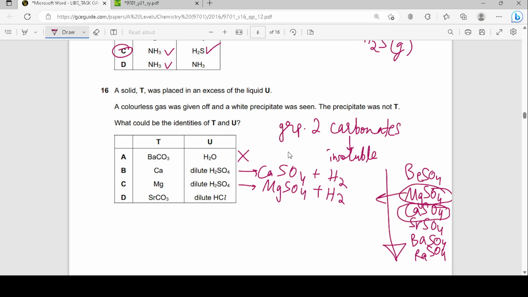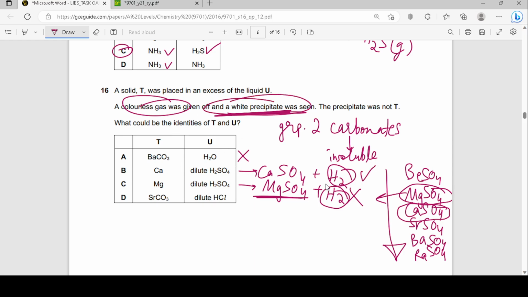So if they're saying that a white precipitate was seen and a colorless gas was given off, then in the first reaction there was no reaction. But here you do have a colorless gas given off in both of these, and the difference is that MgSO4 will dissolve in the aqueous H2SO4 solution. MgSO4 will dissolve, but CaSO4 is only very slightly soluble, so we could say that a white precipitate is seen. So B could be an answer, I guess, but let's look at the last option.